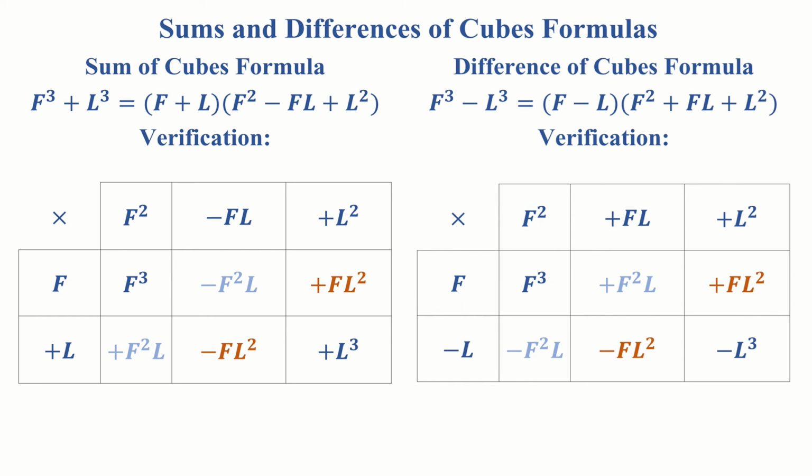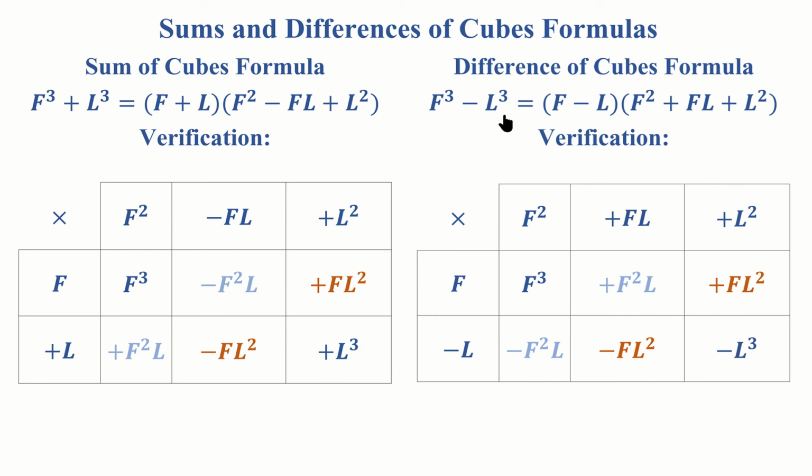All right, so the last two special factoring formulas we're going to study have to do with cubes. Now, if you recall, we had no formula for a sum of squares, but we do have one for a sum of cubes, and it's right there. So we get quantity f plus l times quantity f squared minus fl plus l squared. That's the factorization of f cubed plus l cubed.